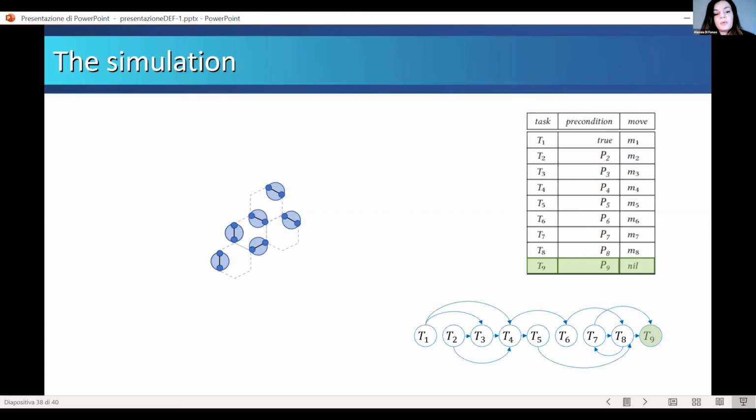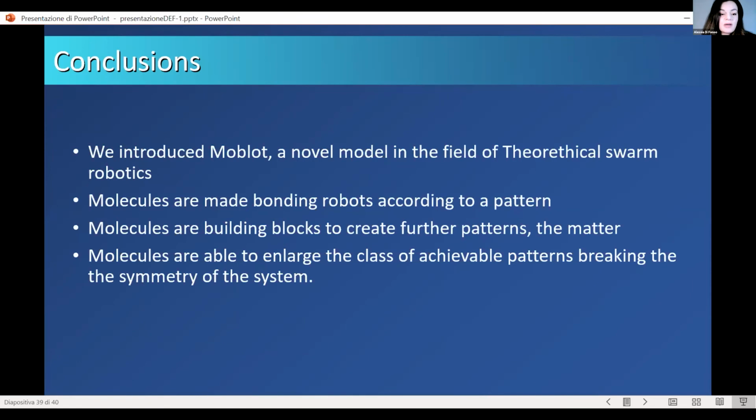We introduced Moblot, a novel model in the field of theoretical swarm robotics. We have shown that molecules are made by bonding robots together according to a pattern, and they can be considered like building blocks to create further patterns, the matter, using a hierarchical approach to the solution of the pattern formation problem. We have seen that molecules are able to enlarge the class of achievable patterns, breaking the symmetry of the system.